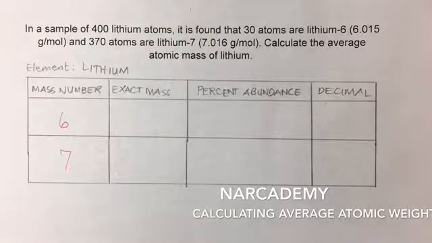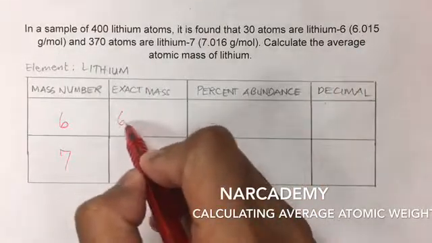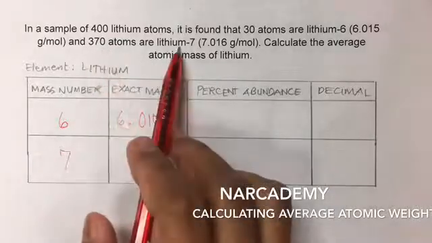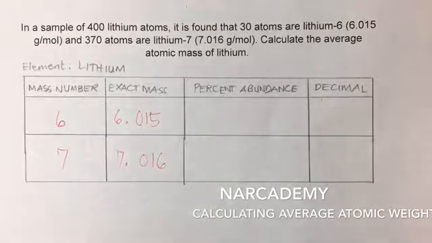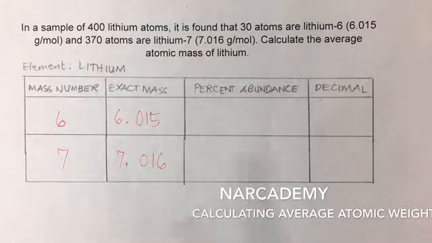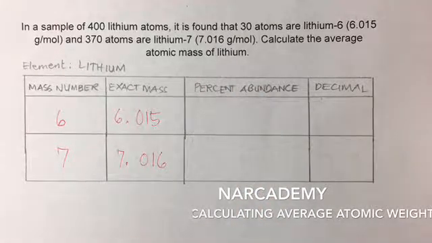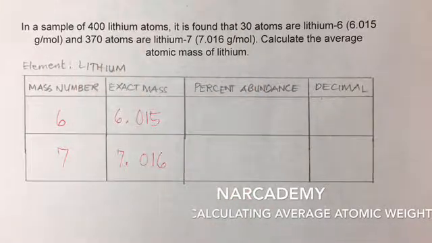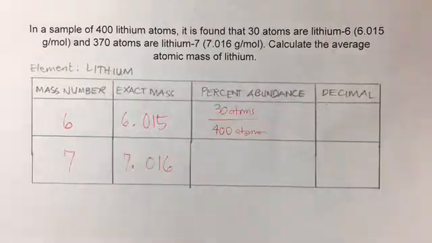The exact mass of lithium-6 is found in the problem, so that's 6.015. And then the other one, lithium-7, is 7.016. Because we're not given the percent abundance, we look into the number of atoms that were given. We know that among the 400 lithium atoms, which is the total in that particular sample, 30 of them are lithium-6.